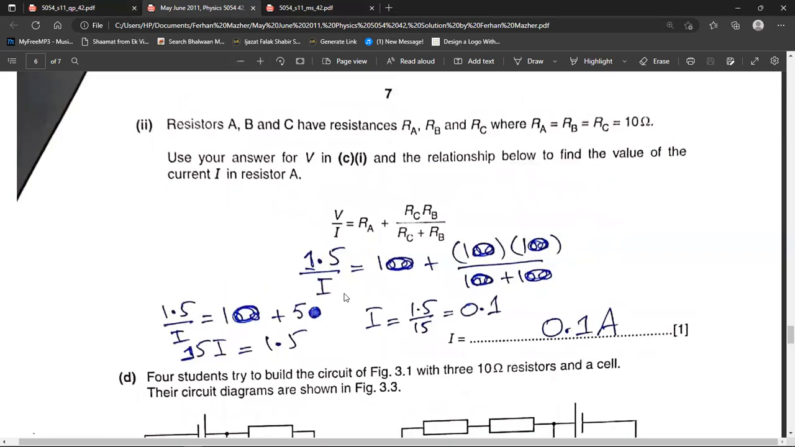So here we go. 1.5 divided by I is equal to 10 plus (10 into 10) divided by (10 plus 10). So this is 100 divided by 20, and that will be 5. So it will be 15. So 15 I will be equal to 1.5. So I will be equal to 1.5 divided by 15. The I value will be 0.1 ampere.